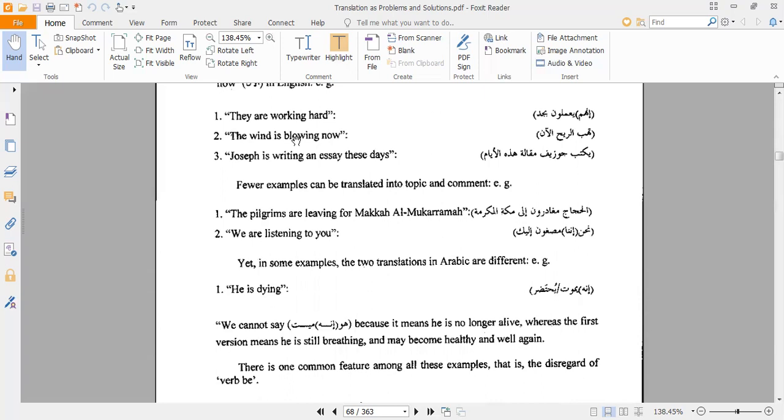وأحيانا أيضا إحنا بنقدر نبدأ بالاسم، نترجم الاسم في البداية للتركيز عليه أو لتسليط الضوء، يعني to shed some light on the noun. We can start our sentence with a noun. For example, the pilgrims are leaving for Mecca المكرمة. الحجاج يغادرون إلى مكة المكرمة، أو الحجاج مغادرون إلى مكة المكرمة.